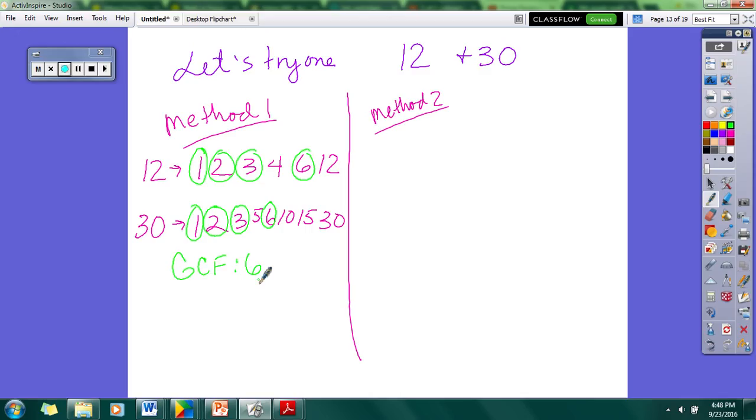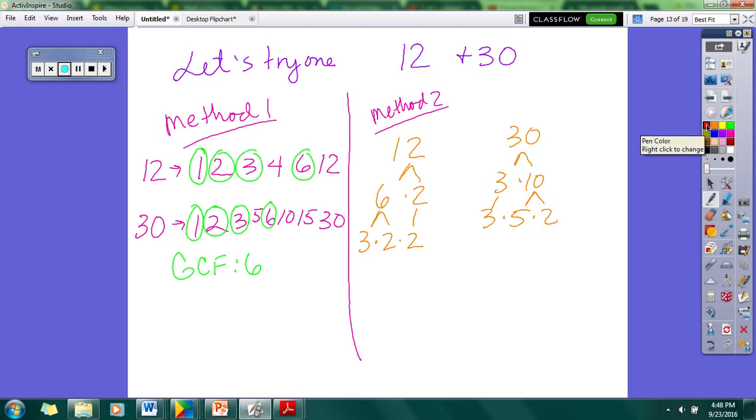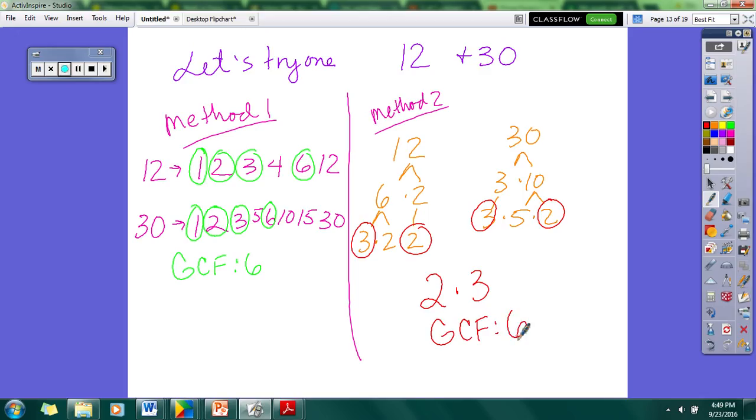Now I'm going to use a factor tree to show the same result. I'm going to look at 12. I'm going to make a factor tree of 12: 6 and 2, 3, 2, and 2. Then I'm going to do 30: 3 and 10, 3, 5, and 2. Now I'm going to circle all the factors that they have in common. I know 2 and 2 is a partnership. 3 and 3 is a partnership. I'm going to multiply these partners together. The greatest common factor is going to be 6. So in both problems, I got that the greatest common factor is 6.